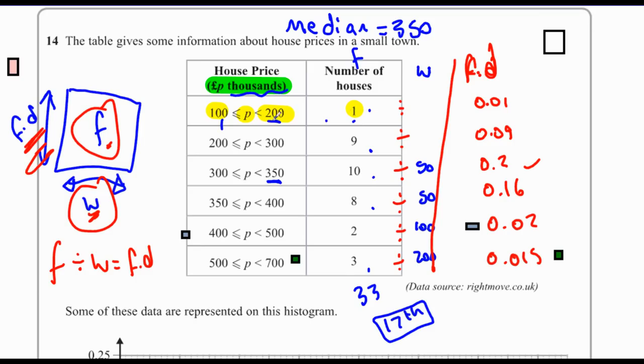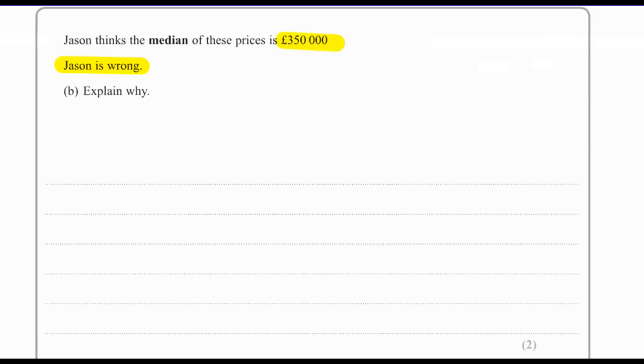So let's count up. By the time we get to the £200,000 price barrier, we've had one house. By the time we get to 300, we've had 10 houses, 1 add 9. By the time we get to 350, we've had 20 houses. So it is between 300 and 350. The main thing to remember is this sign that says less than 350. So the median is between 300 and 350, not including 350.